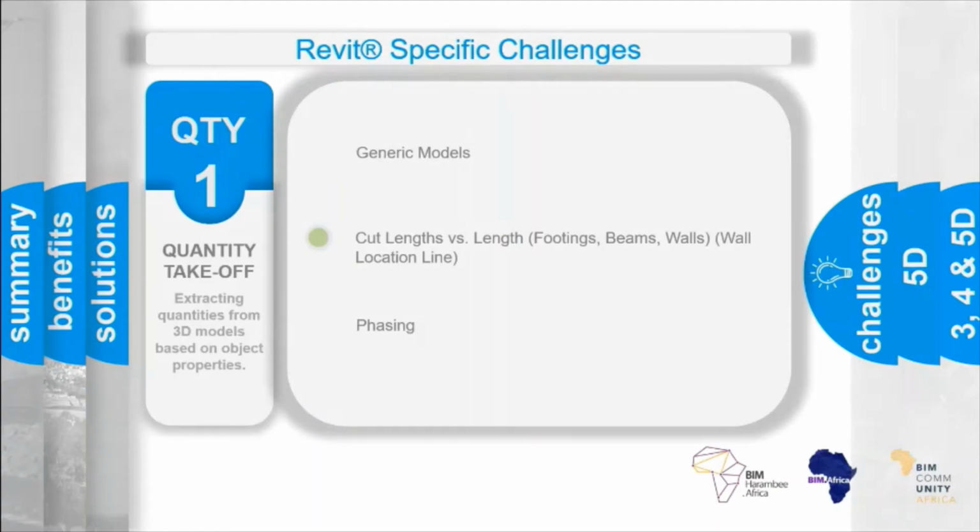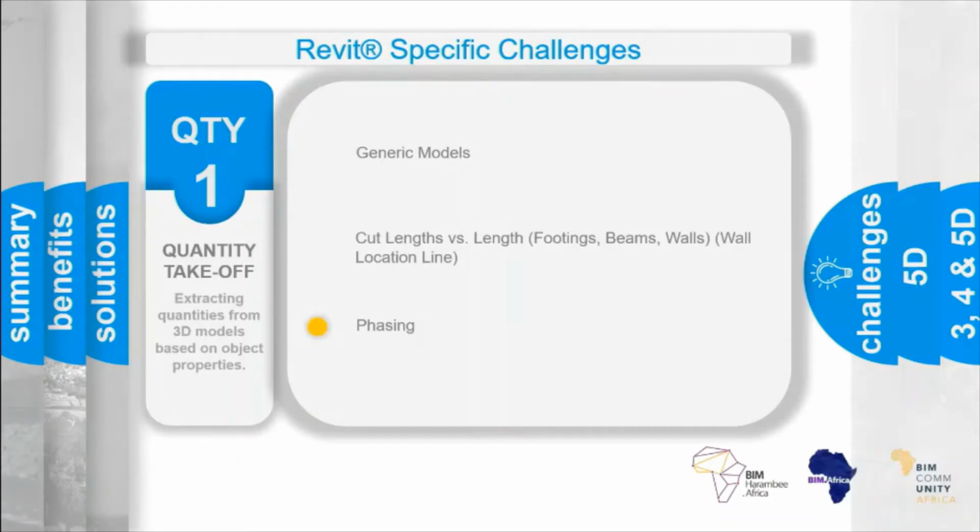And the wall location line also influences the length on plan of that wall. So if you're measuring to the outer corner of a wall or the inner corner of a wall, or obviously the center, and typically quantity surveyors will measure to the center of the wall, it can also be carried through to the structural footing that is then bound to that wall and has a knock-on effect on the length of that footing.